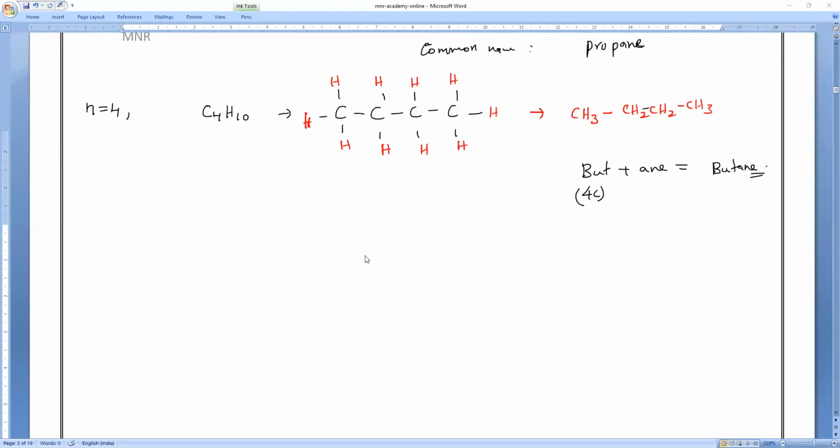So n equals 4. Let us study only alkanes today. Next, n equals 5. What will happen, everybody? What is the common name of butane? So butane is actually what?